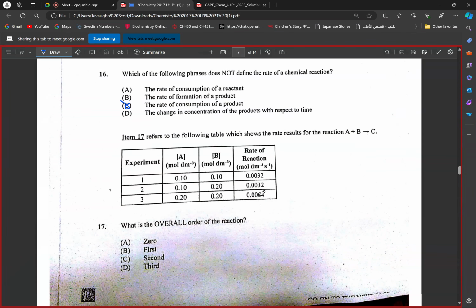What's the overall order of this reaction? What's the order with respect to A?